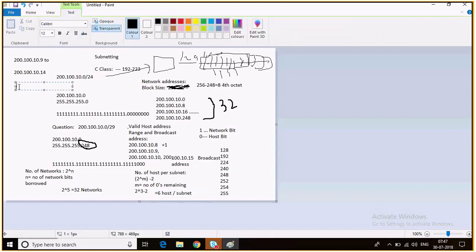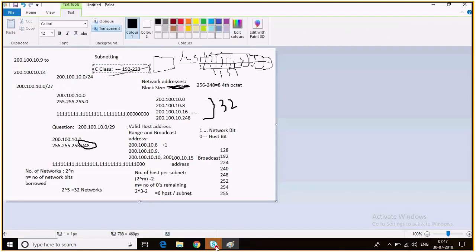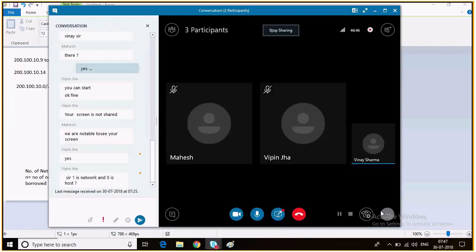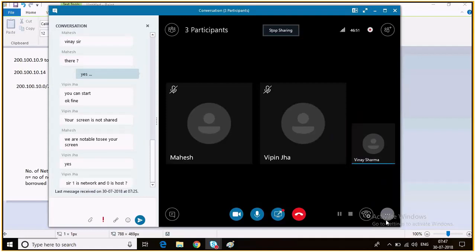Whenever you get time, try to practice it with other subnets. Try any C class network address. You keep this network address as 200.100.10.0 or any network address that you want, and you put it for slash 27 or slash 29. This is something you can practice on your own. And we move on to B class now. I hope you're able to understand this subnetting as of now. In case you're not able to understand something, just raise a question.